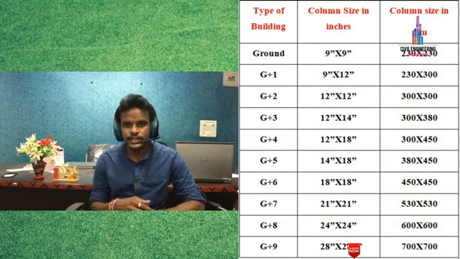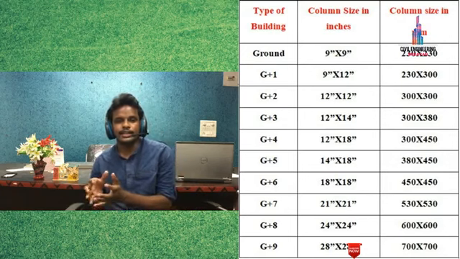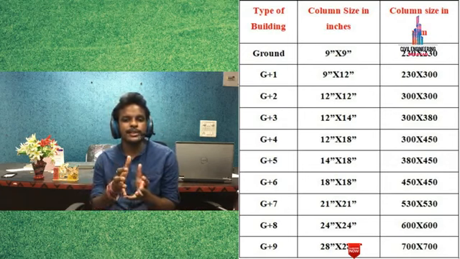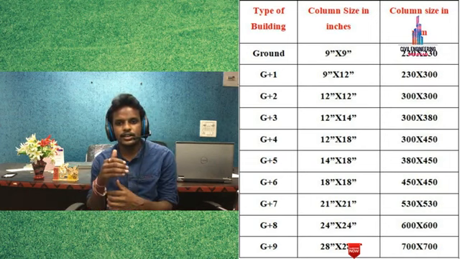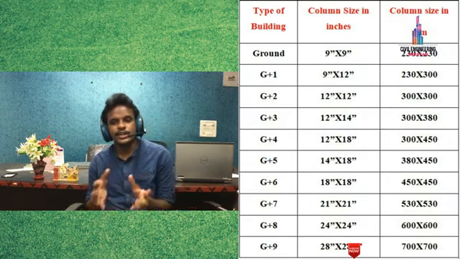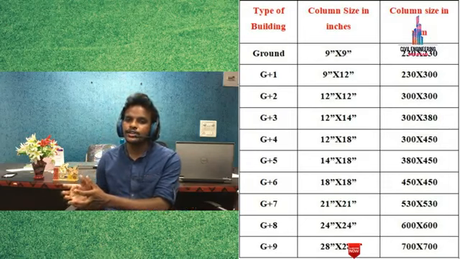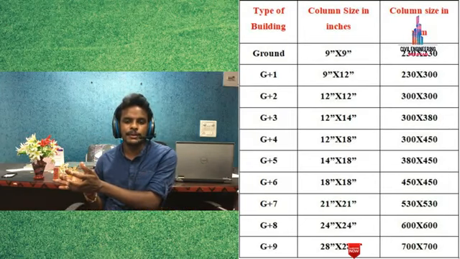My last one is 10 story building. If you want to construct any 10 story building, which is nothing but your G plus 9 building, we need to consider the column size of 28 inches cross 28 inches, which is approximately equal to 700 mm cross 700 mm for the respective column size.